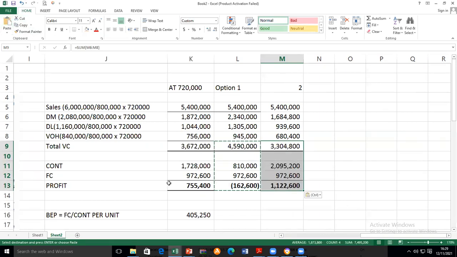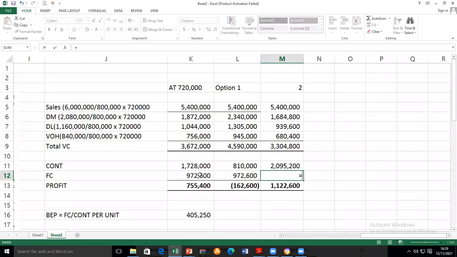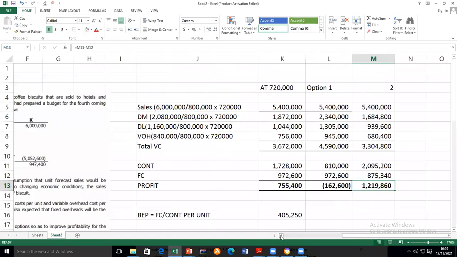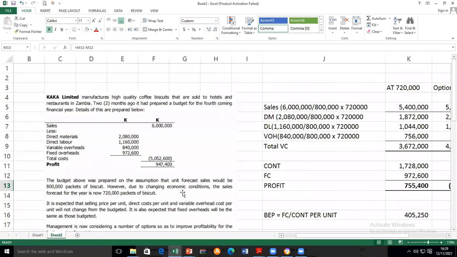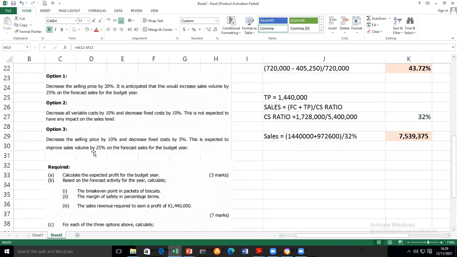Then they say what should happen to our fixed cost? Decrease by 10% as well. Option number 3, what should we do? Decrease the selling price by 10% and decrease the fixed cost by 5%. This is expected to increase the sales volume by 25%.